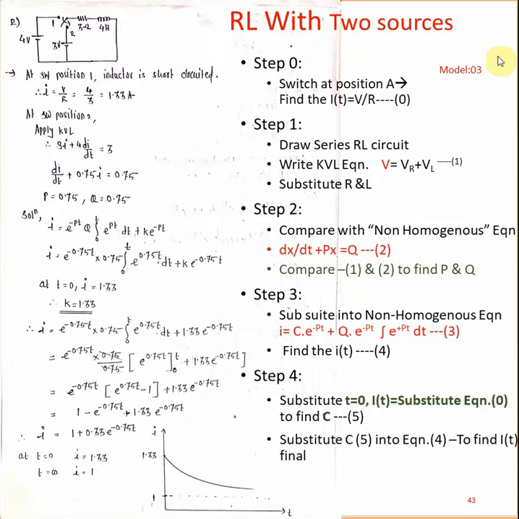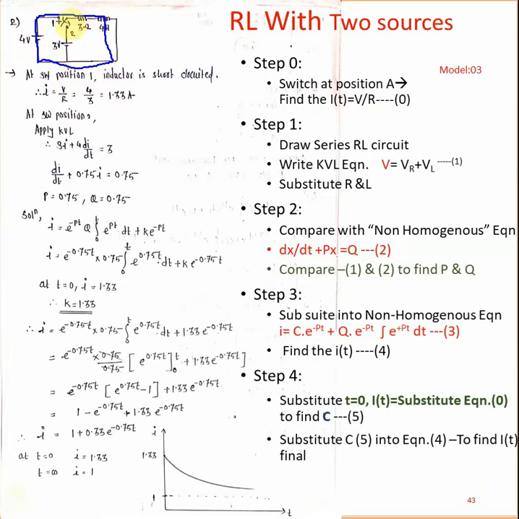So let's move to another problem, model number three. Two switches are there. So when switch number A is closed at that time, you can find out the I value first. So I is equal to V by R. So V is what? It is 4. So I'm going to consider this one only. Switch number A is closed.